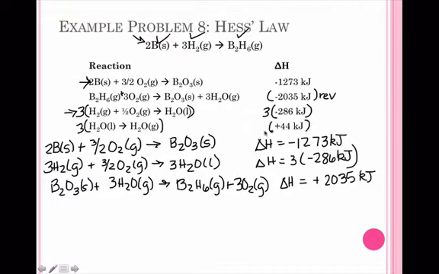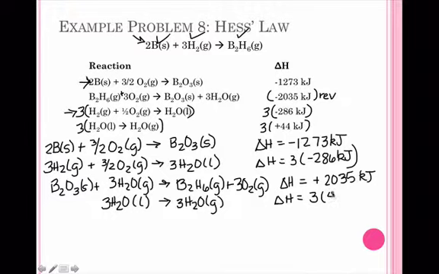So if I multiply that by 3, I need to do the same to the delta H. So this is going to be 3 H2O's liquid yield 3 H2O's gaseous. And then your delta H is going to be 3 times 44.